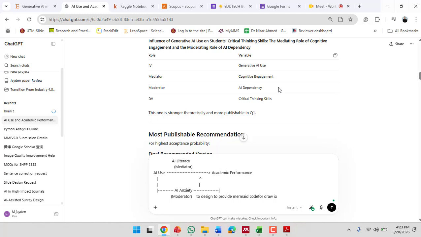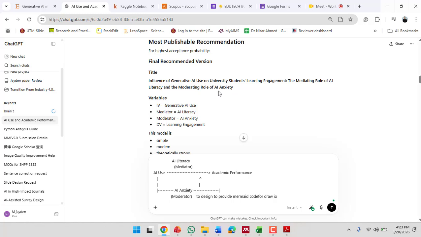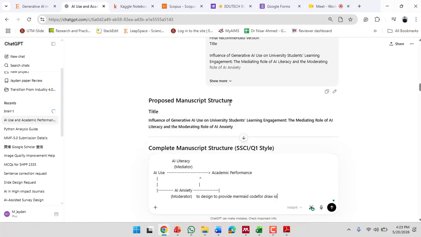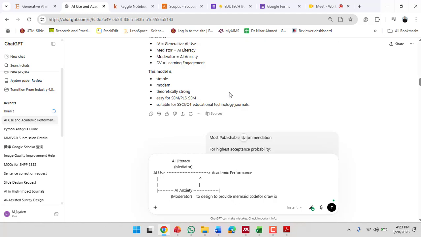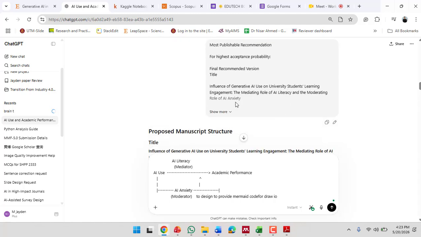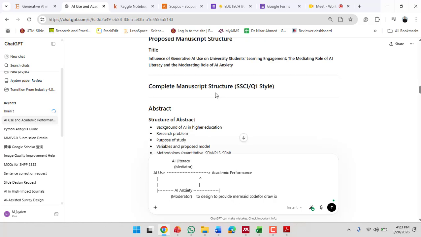Again, I say this model is okay. Having selected from major publishers, my recommended final paper is the influence of generative AI on university learning engagement, with the mediating role of AI literacy and the moderating role of AI anxiety. No doubt. Now I give the prompt: give me the complete structure, because you know what should be included in the introduction and everything.